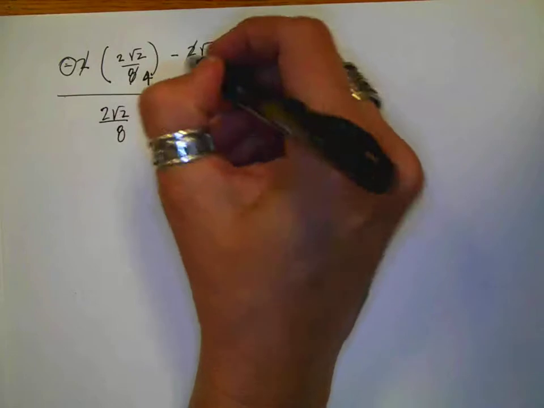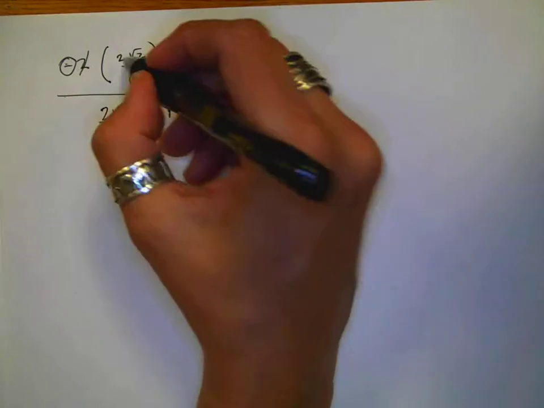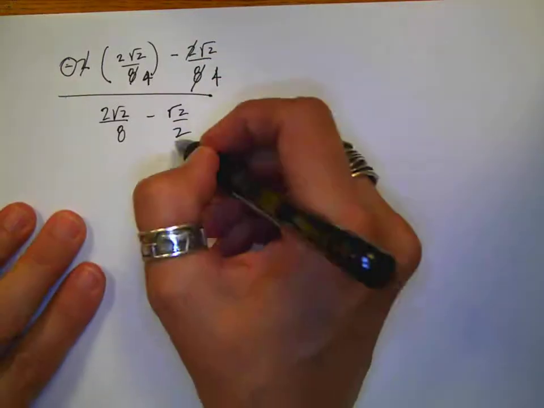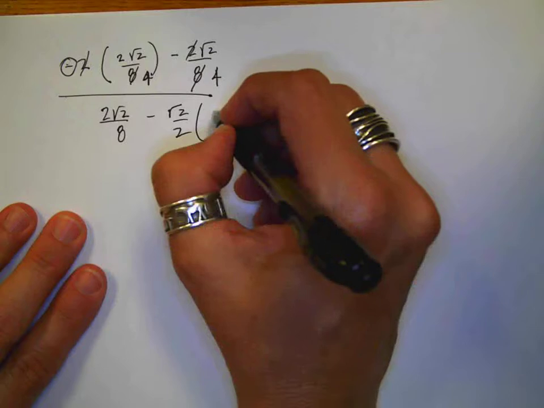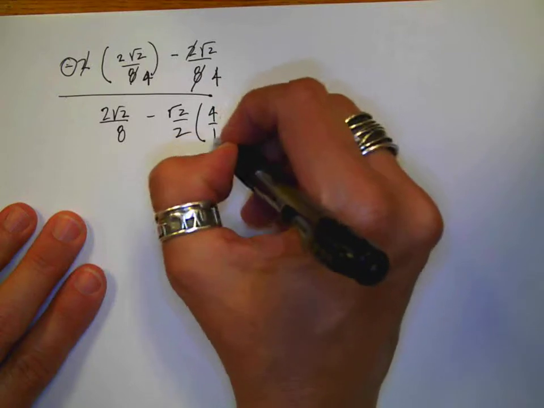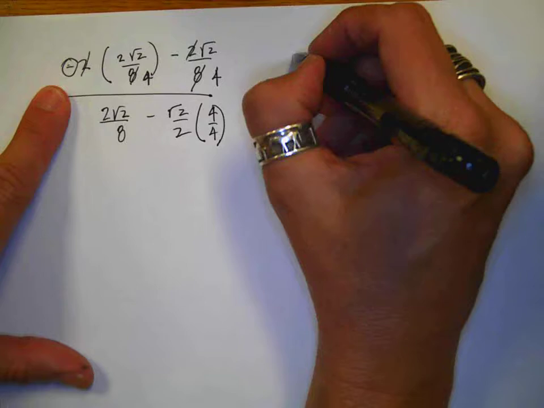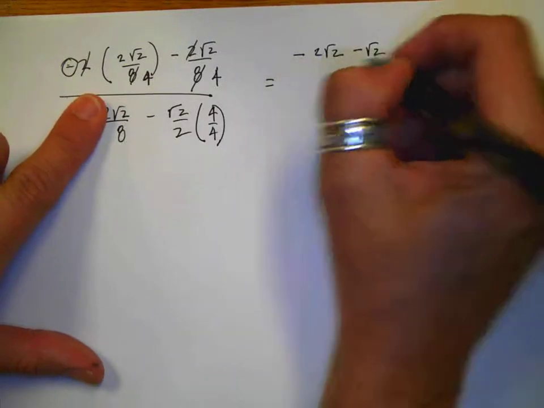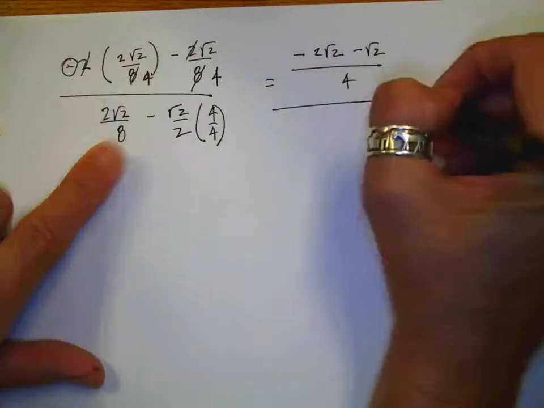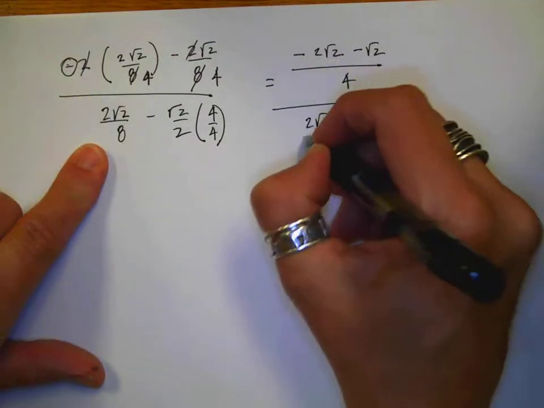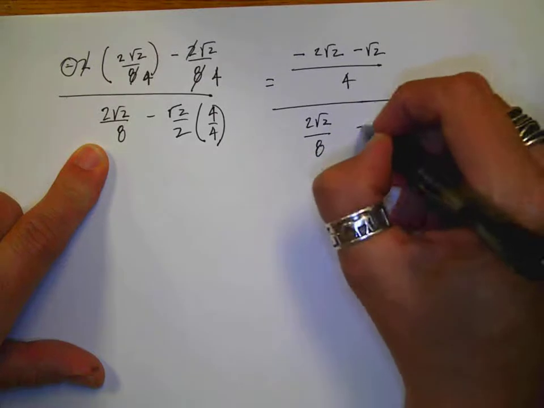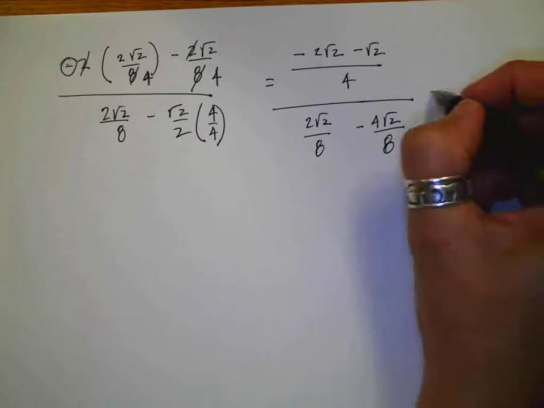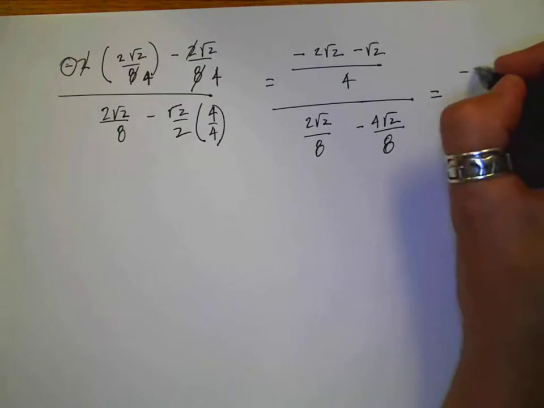2 goes into 8 4 times, and 2 goes into 8 4 times. Yes, I know I have another 2, but I can't put my fractions together if I do that. And then down here, I'm going to multiply by 4 over 4. So on the top, I have a negative 2 radical 2 minus radical 2 over 4, over 2 radical 2 over 8 minus 4 radical 2 over 8. Clean this up a little bit more.